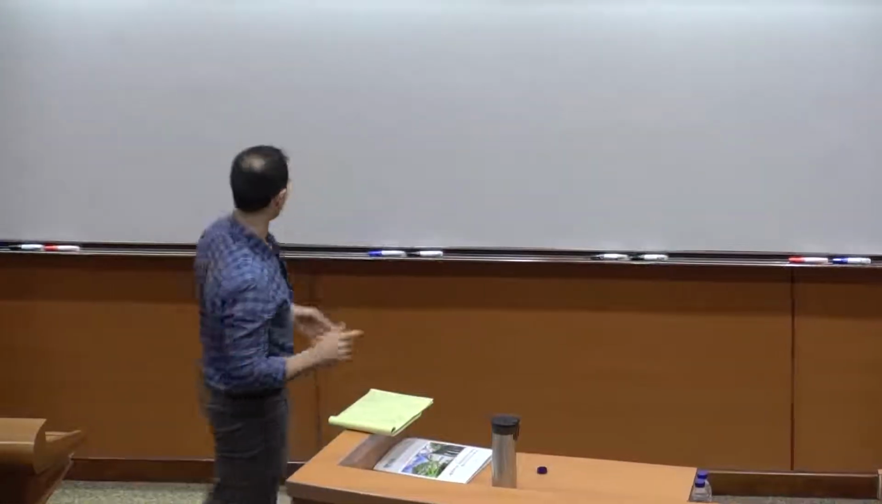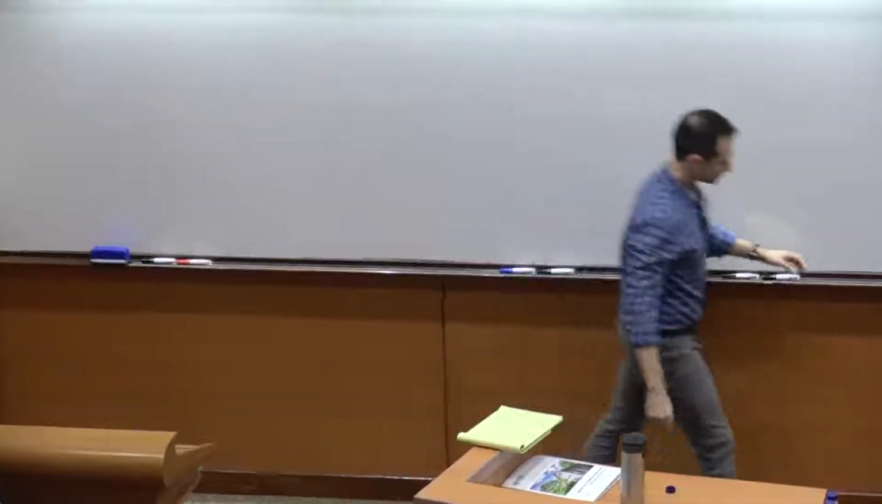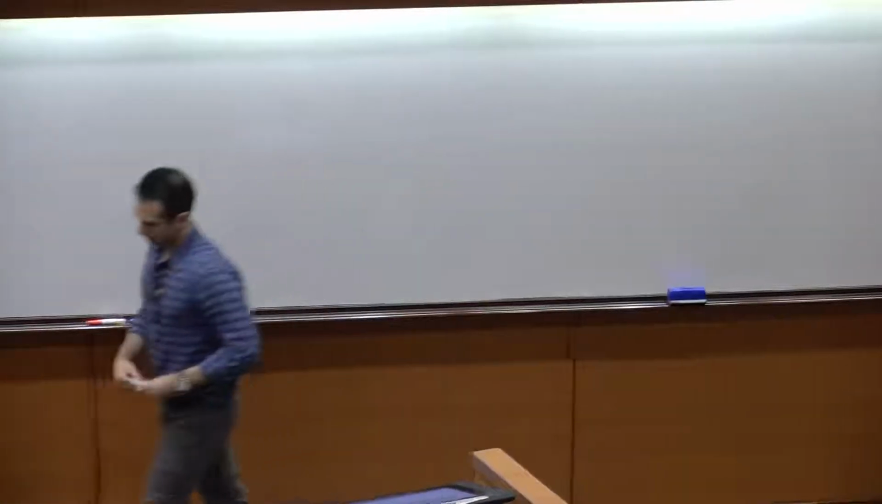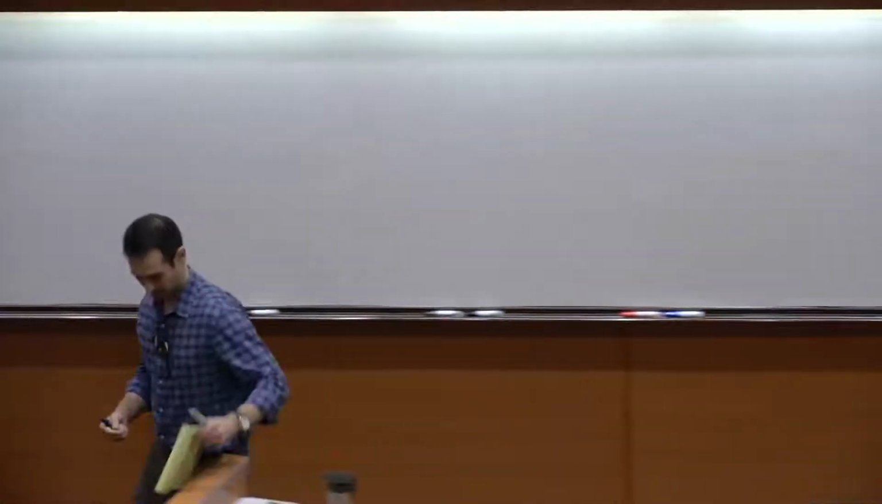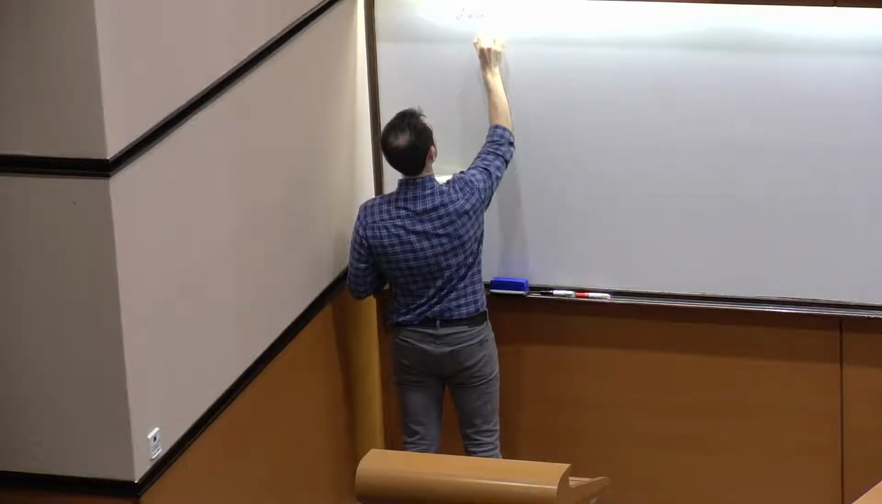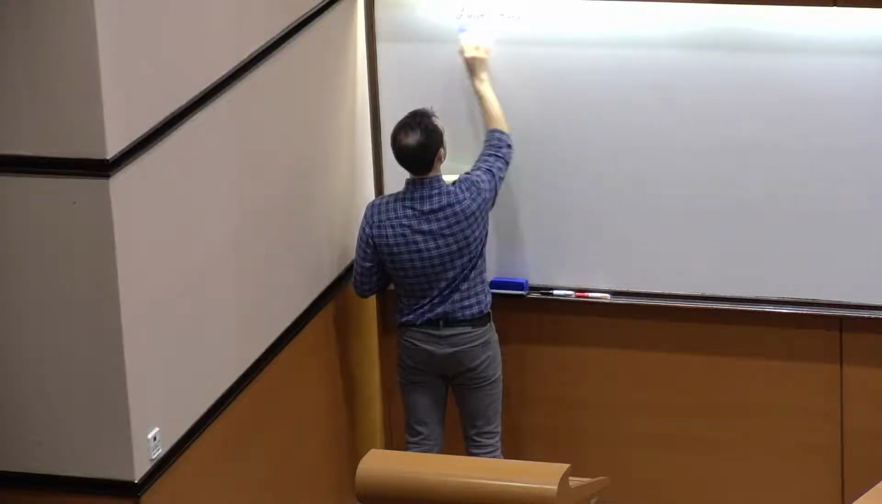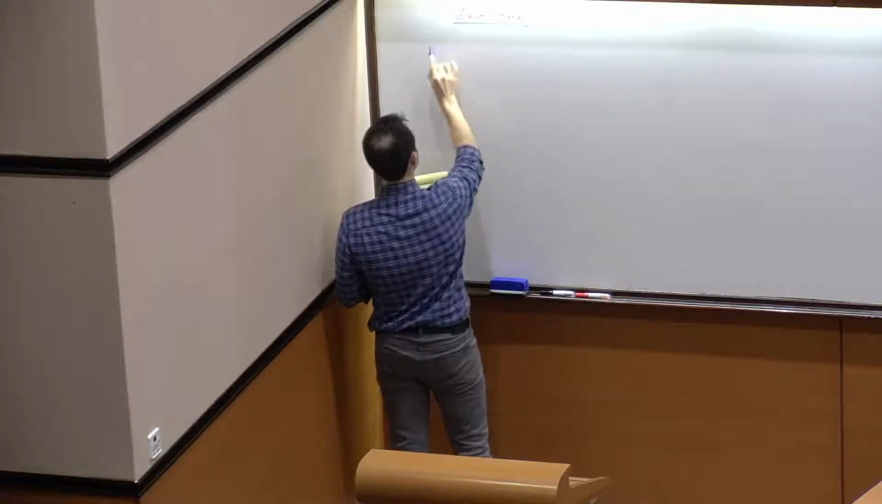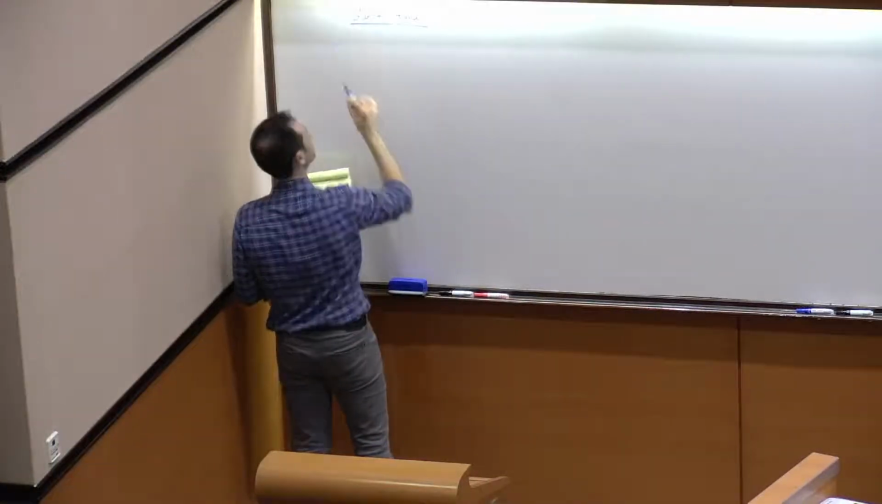So let me start with recalling where we left off last time and the problem, and then we will take it from there. So last time we were basically in the setting of the Euclid-Selberg trace formula.